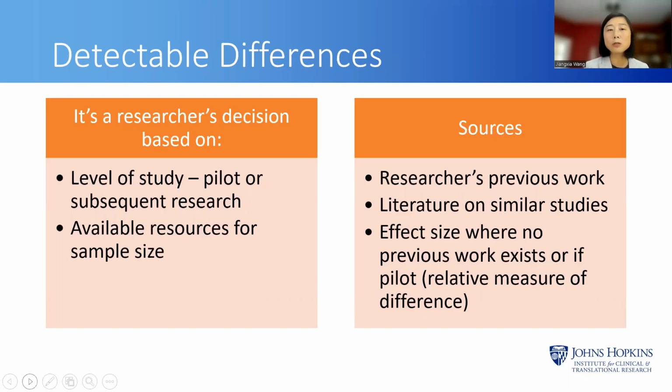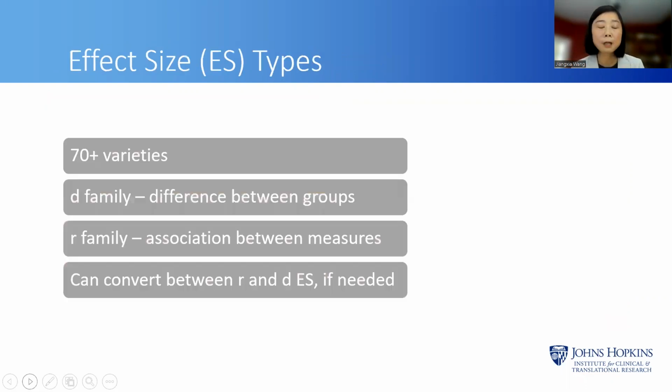The researcher usually gathers this information from their previous work or the literature on similar studies. If there's no information about this parameter, then we look at the effect size, which tells us the relative measure of difference. So this leads us to the effect size.